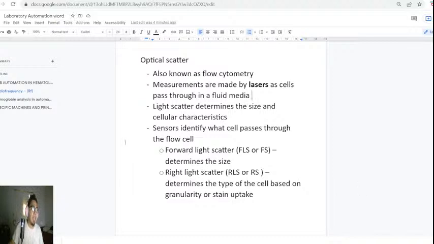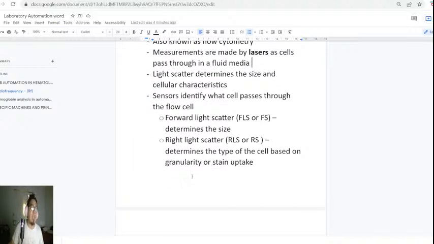Now, right-angle light scatter determines the type of cell based on granularity or stain uptake. This one is a little bit difficult for you to swallow, so let me try and help you out here. Light scatter by right angles is usually positioned at 90 degrees, or sometimes at 85 or 100 degrees. Why do we need to measure this light scatter? Because if the cell has a lot of granules, it will bounce off light to several places.